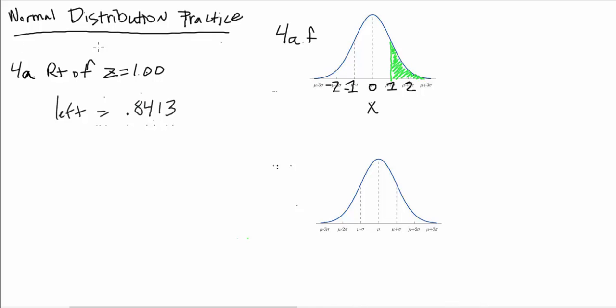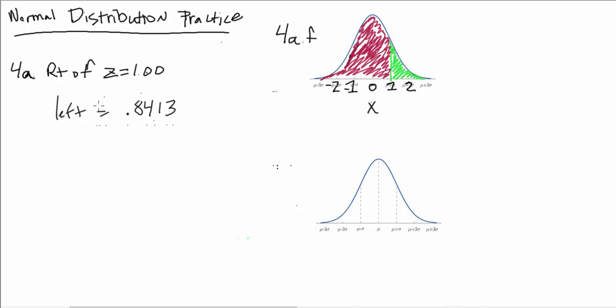So we know this part. We know that this pink shaded part, the area to the left of z equals 1.00, has 84.13% of the scores. So this is known. We know that big chunk. We know the full chunk. We need this green part right here.